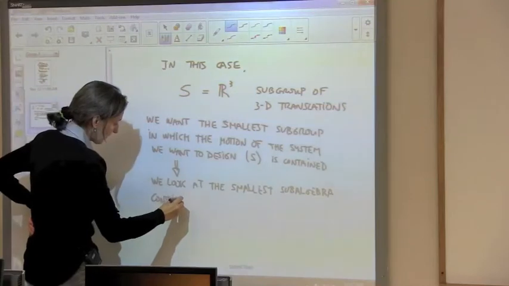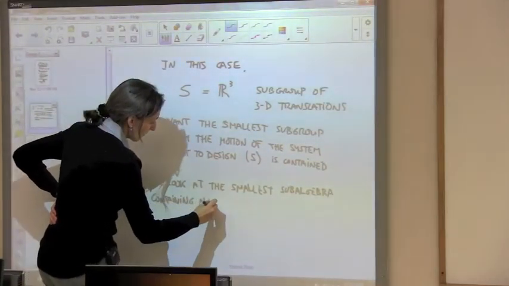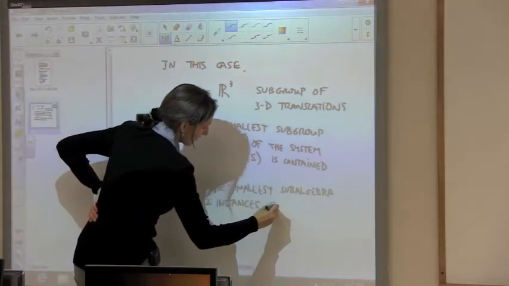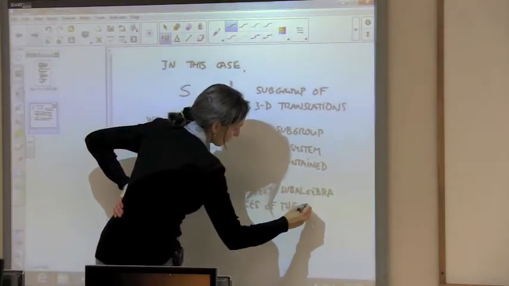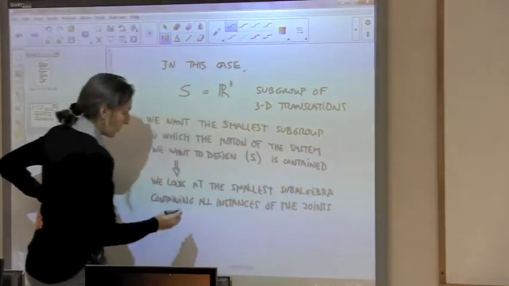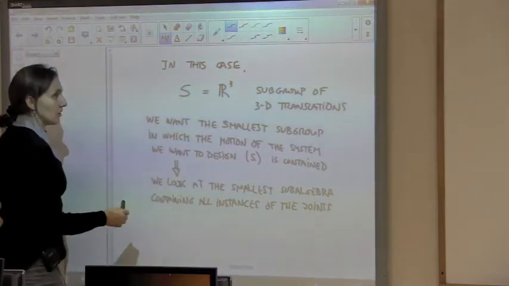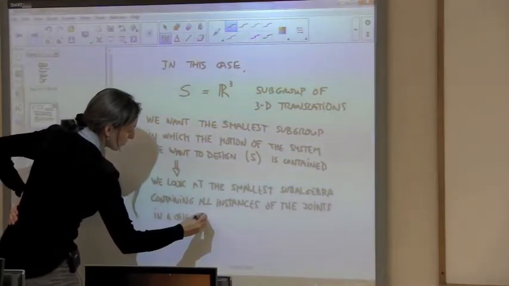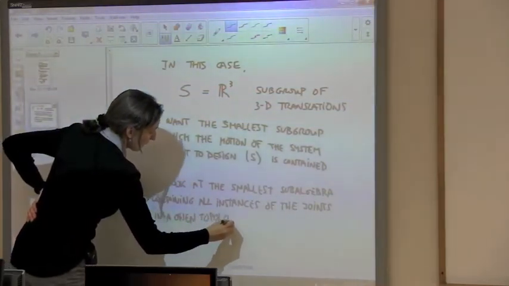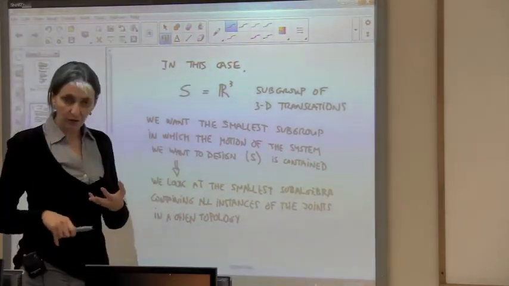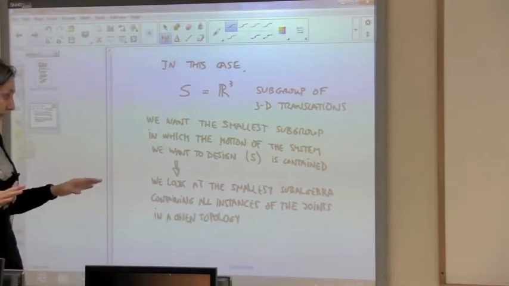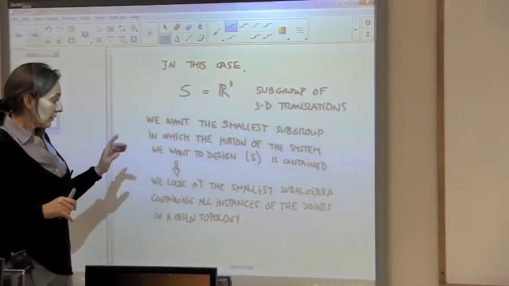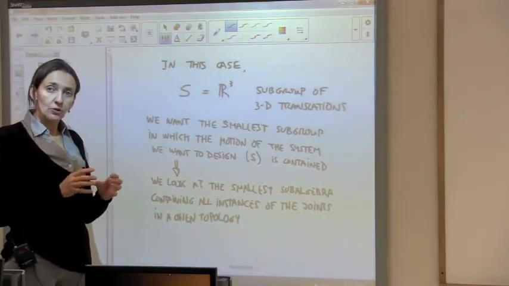So we look at the smallest subalgebra containing all instances of the joints to be designed, instances of the joints in a given topology. Remember that by topology we mean number of joints, type of joints, and connectivity between the joints. So given that, we look at all possible instances, and if there are extra constraints we apply to those, we consider those too.